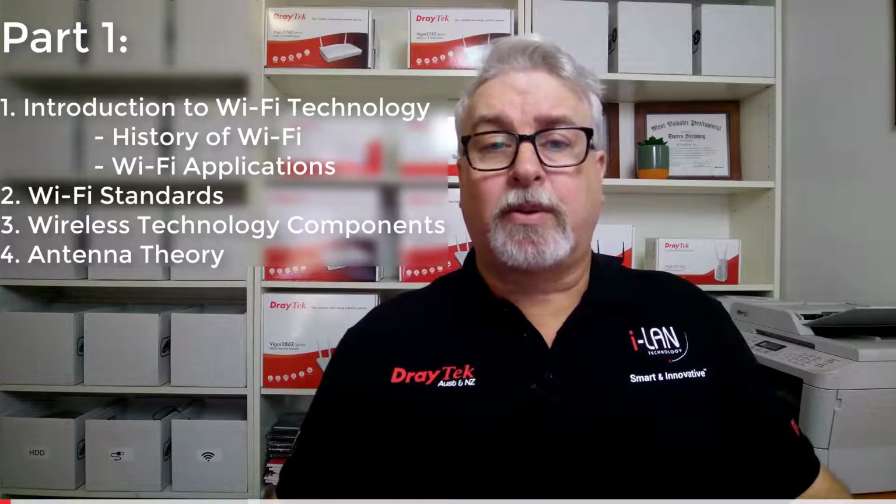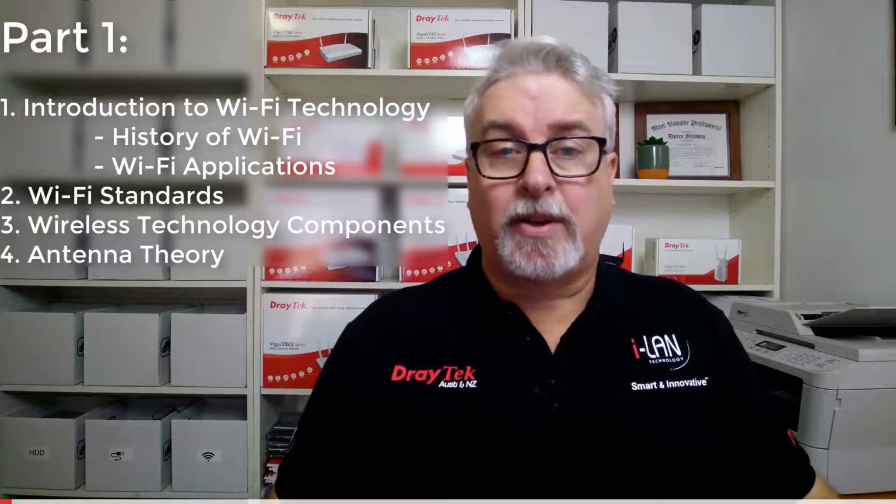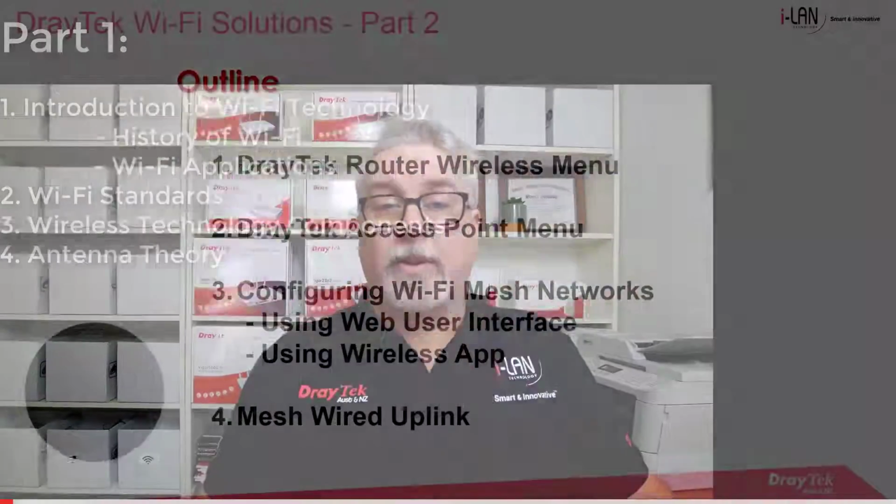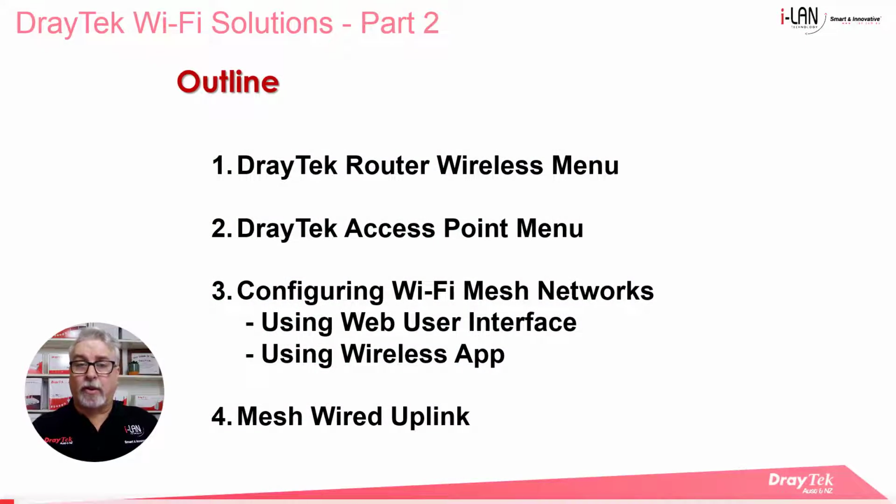In part 1 of this series we had a brief look at the history of Wi-Fi and how it's being used. We also looked at wireless standards, wireless technology components and some antenna theory. In this webinar, we'll be taking a look at the menu options in DrayTek routers, which we hope will provide a better understanding of what these features are and what they can be used for, and we'll also be looking at Wi-Fi mesh networks in DrayTek products.